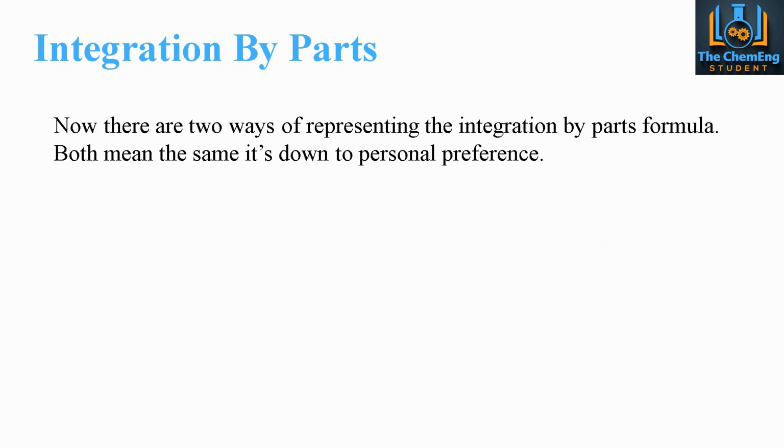Now, there are two ways of representing the integration by parts formula. Both mean exactly the same thing, and it is just down to your personal preference. But the first general formula looks something like this. So we have two functions, f of x and g of x. Now, the integration by parts means that we have f of x and g dash of x. So this is the differentiated function of g of x.